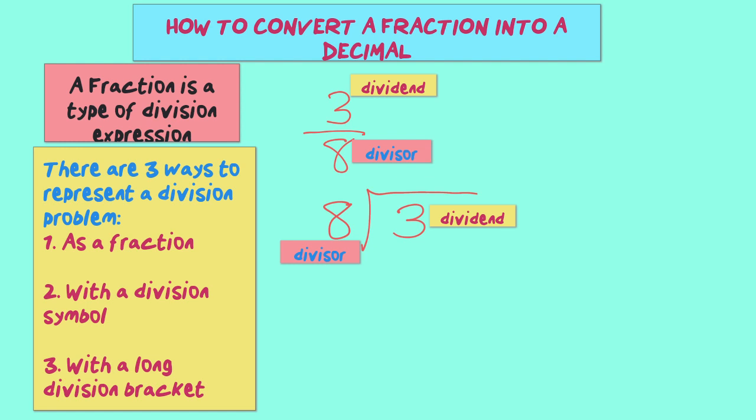Now, I want you to notice that our top number, the numerator, is our dividend, and our bottom number, the denominator, is our divisor. When we set that up as a long division problem, our dividend is underneath our long division bracket, and our divisor is on the outside. That's very important. A lot of people make the mistake of flipping that around. So you want to read this right here as 3 divided by 8. Same with this, 3 divided by 8.